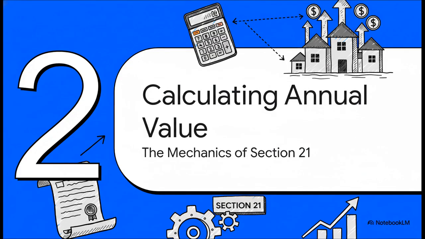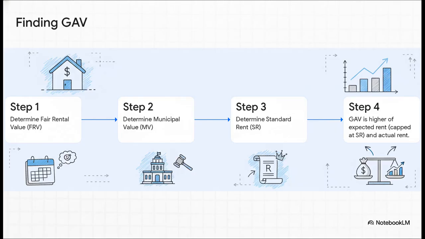Okay, so since the whole basis of the tax is this thing called annual value, our next job is to figure out how on earth to calculate it. And that's all laid out for us in Section 21. The process for finding the gross annual value, or GAV, is basically a four-step dance. First, you figure out the fair rental value, the municipal value, and the standard rent. Now, your expected rent is the higher of fair rent and municipal value. But, and here's the catch, it can't be more than the standard rent. The final GAV is then just the higher of that expected rent and the actual rent you got.